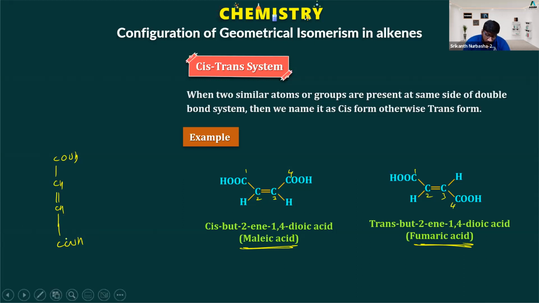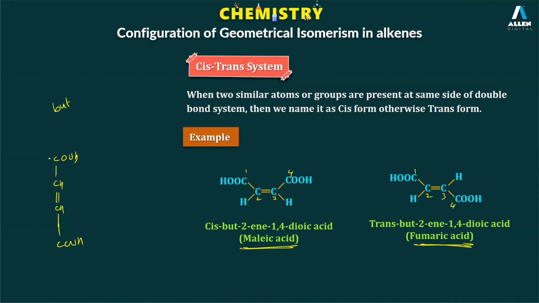COH, CH double bond CH, COH. What is the name of this compound? 1, 2, 3, 4. Fatima, whatever the names you are saying, they are common names.